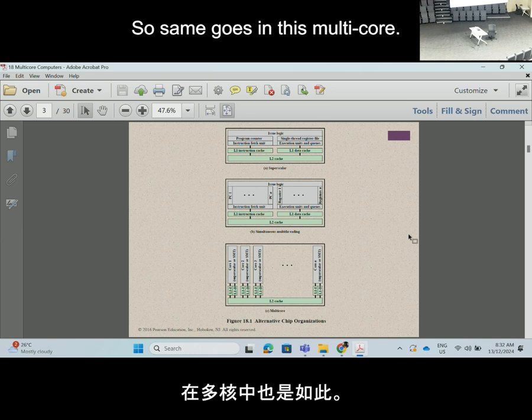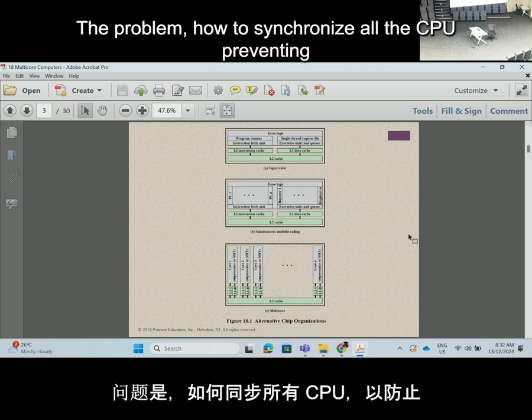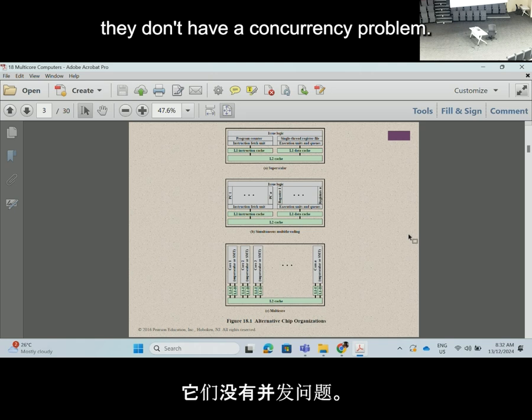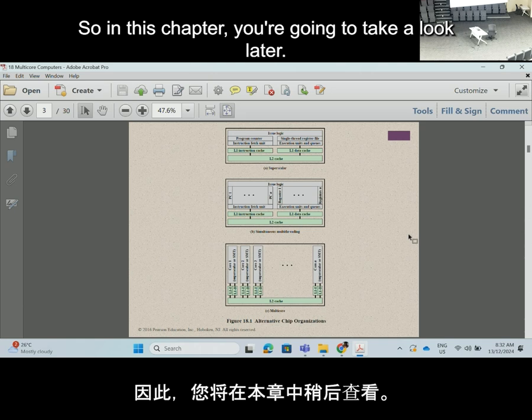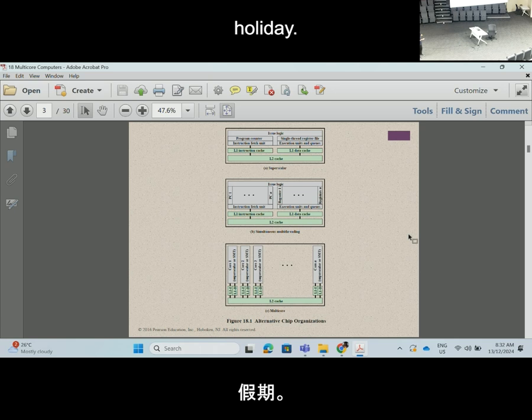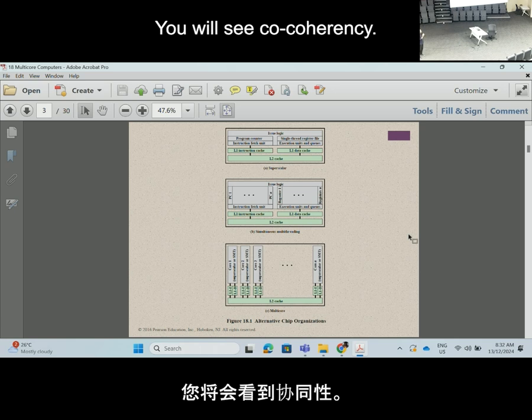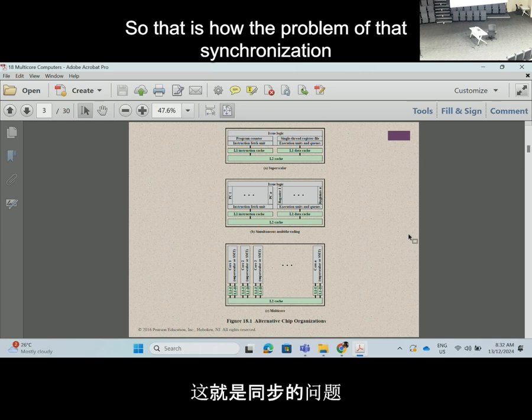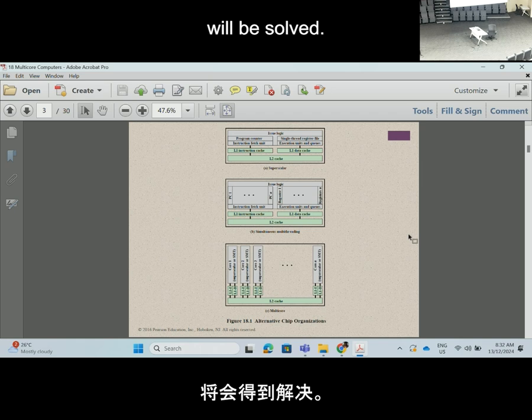So the same goes for this multi-core. The problem is how to synchronize all the CPUs, preventing any kind of concurrency problem. So in this chapter, maybe next week we have a class before your short break holiday, you go to the next slide, you will see cache coherency. So that is how the problem of synchronization will be solved.